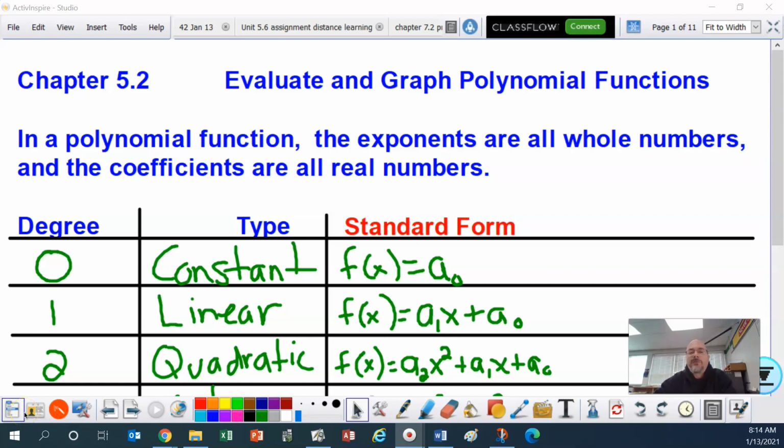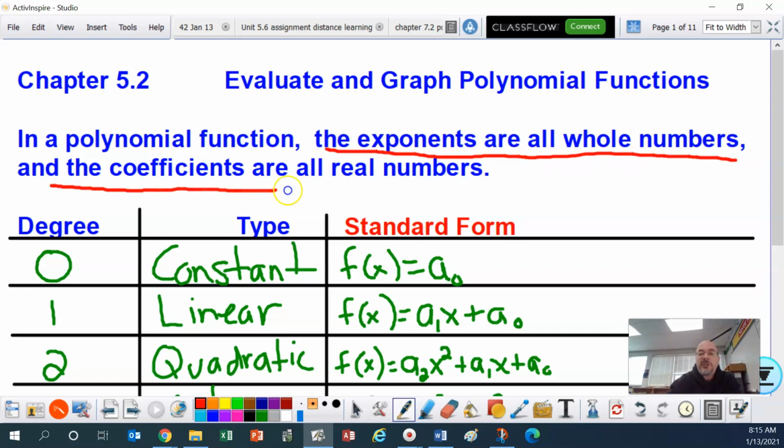We are on chapter 5.2, where we're going to evaluate and graph polynomial functions. In a polynomial function, the exponents have to be whole numbers, everybody. Those exponents need to be whole numbers, and the coefficients are all real numbers. Remember, the coefficients are the numbers that are in front of the variable.